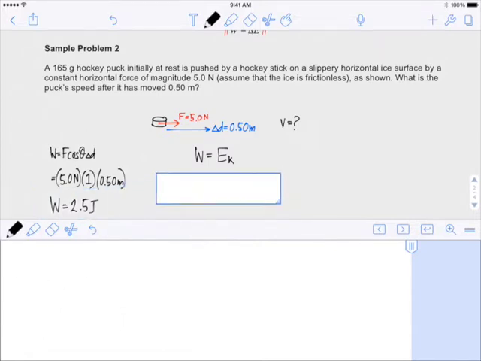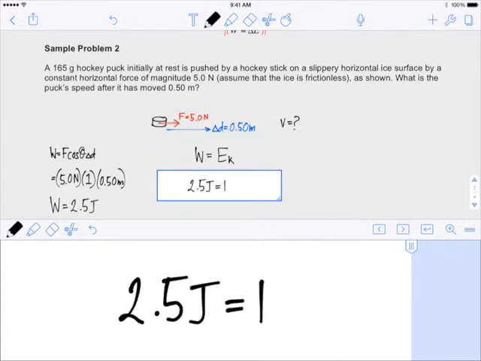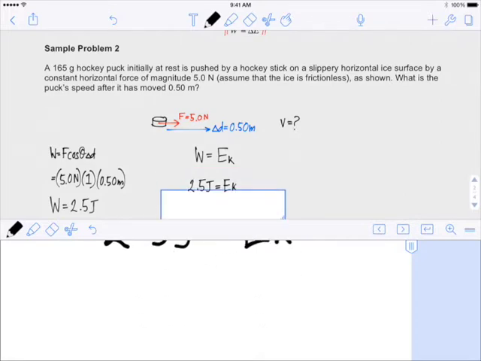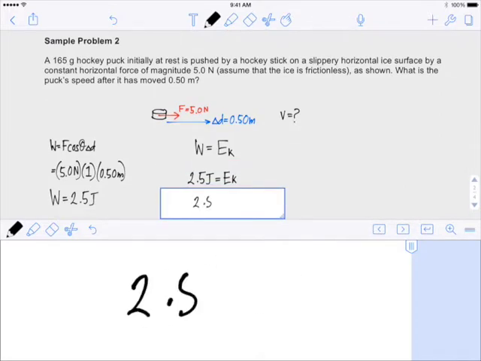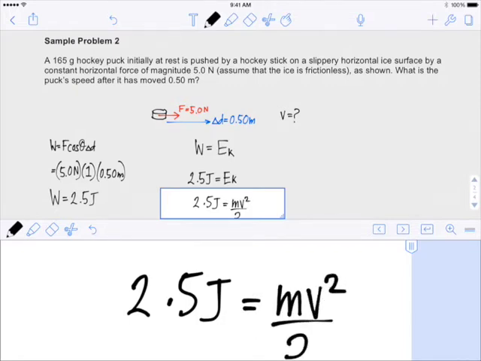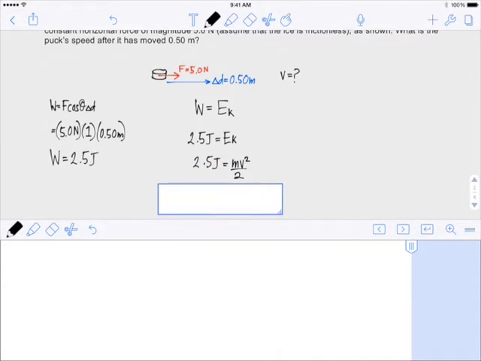So we can use this now. The work done is 2.5 joules, and it's equal to the kinetic energy. So 2.5 joules, we know the equation for kinetic energy is mv squared over 2. If we rearrange this equation and solve for v, the first thing we need to do is get rid of the 2 in the denominator. In order to do so, we multiply both sides by 2.